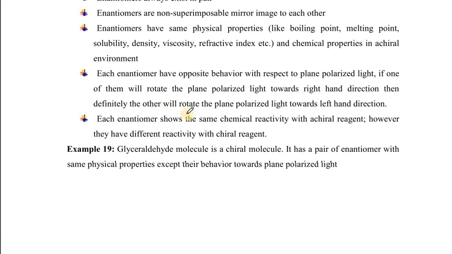An example is that when we grow Penicillium glaucum in tartaric acid, it consumes one isomer and leaves the other. So the biological activity of enantiomers is different. And then, if we take for example glyceraldehyde, which is a chiral molecule, it has a pair of enantiomers which have the same physical properties, and they have different action towards plane polarized light, and we can draw its structure.